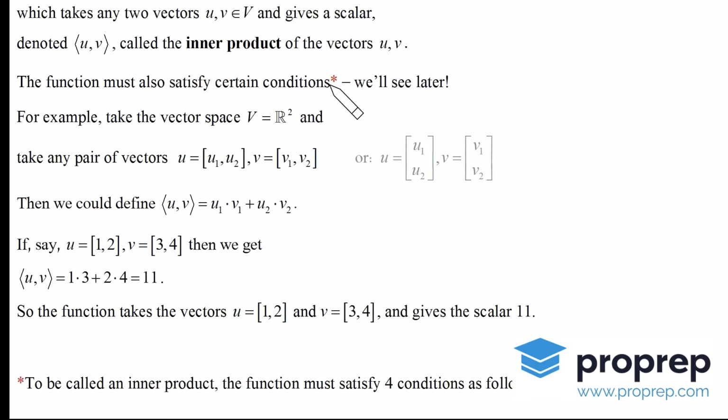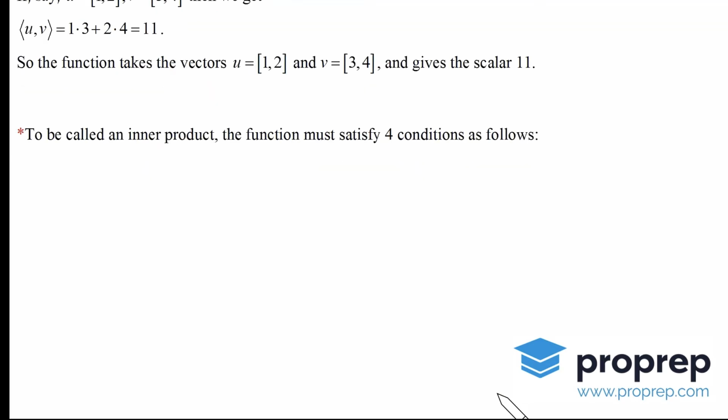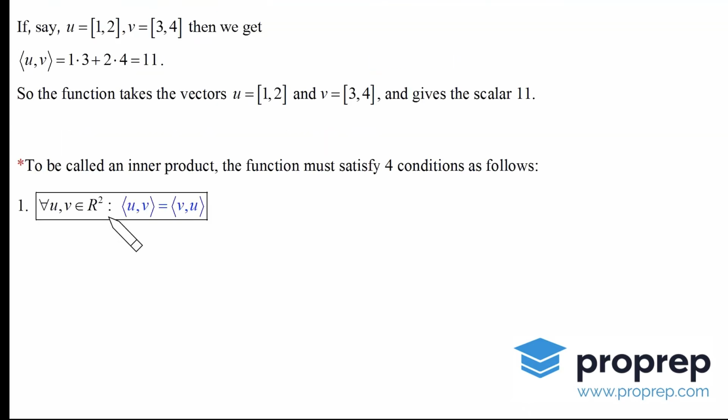Now, I mentioned before that not any function that takes two vectors and gives a scalar is going to be an inner product. There have to be certain conditions, and now I'm going to give you the 4 conditions that it has to satisfy. The first condition is that for any u and v, the inner product of u and v is the same as the inner product of v and u. In other words, the order doesn't matter. So let's check if this condition holds with our inner product. We took u and v like so, and we computed it earlier. The inner product of u and v gave us 11.